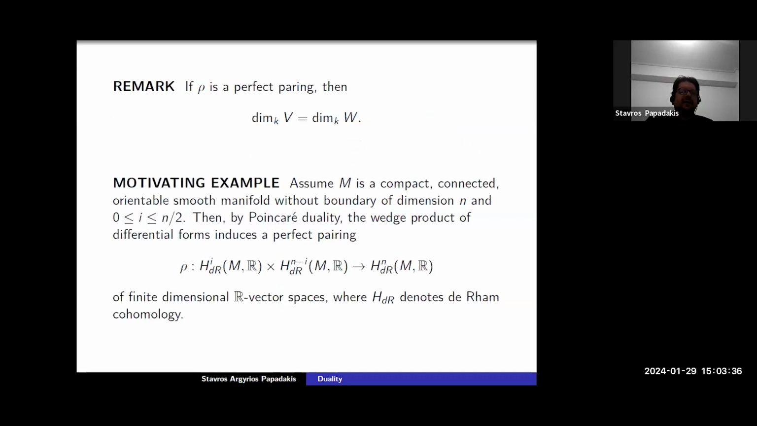It is simple linear algebra that if we have a perfect pairing between the vector spaces V and W, they have the same vector space dimension. And the motivating example is Poincaré duality. One of the statements of Poincaré duality is as follows: under the assumptions that M is a compact, connected, orientable, smooth manifold without boundary, we have that for all i, there is a perfect pairing between the de Rham cohomology spaces of level i and n minus i, which is induced by just the wedge product of differential forms.